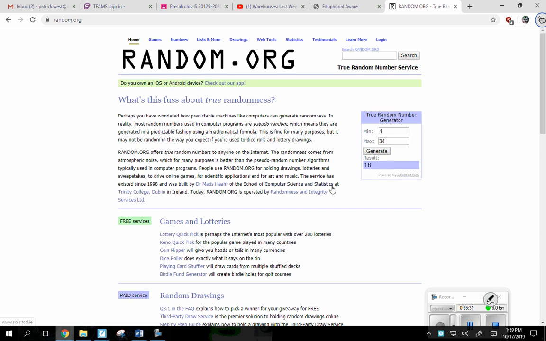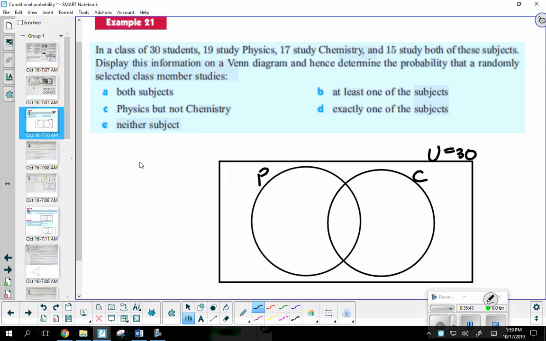Generate. 18. Didn't we already do that one? This is not a very good random number generator. 14. 12, 13, 14. Joey. Okay. All right.